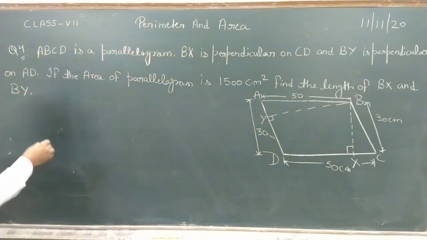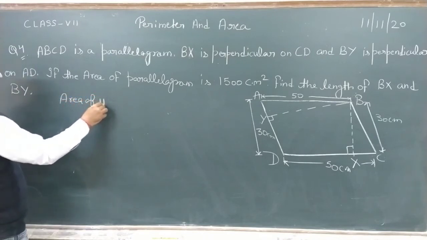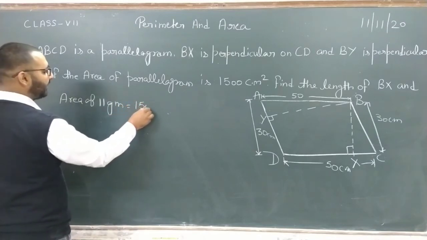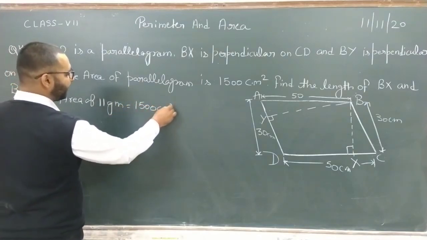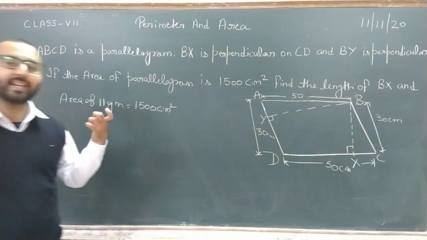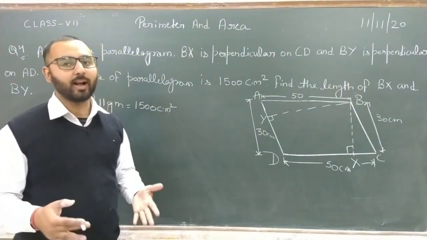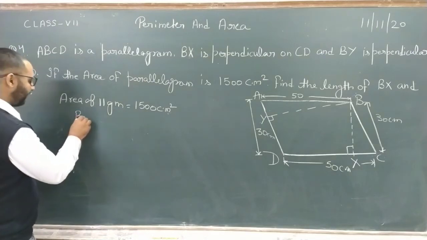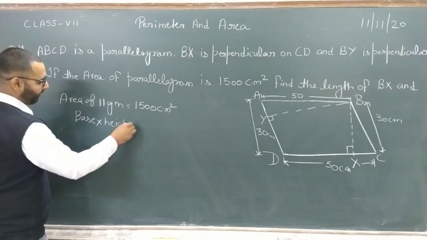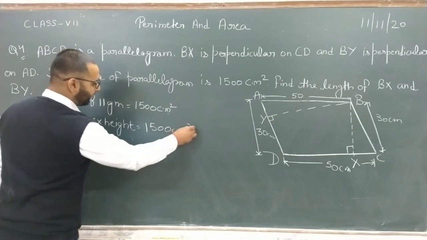Now come to the point. What is given to you? Area of parallelogram, that is 1500 centimeter square. Now if we are talking about area of parallelogram, the formula for area of parallelogram is base multiplied by height. Base multiplied by height is equal to 1500 centimeter square.